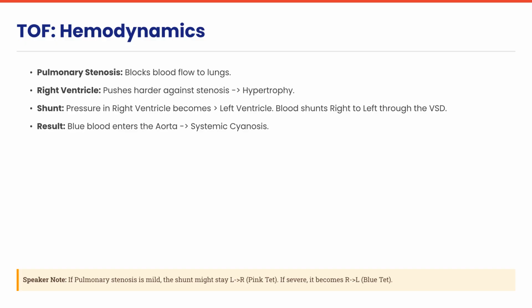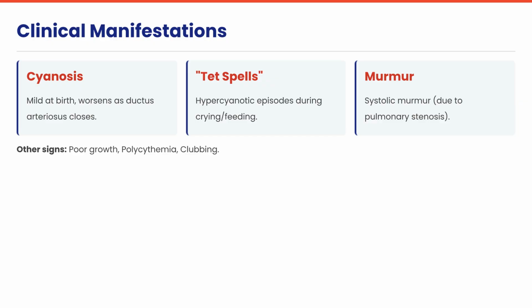In TOF, severe pulmonary stenosis raises right ventricular pressure, causing a right-to-left shunt through the VSD. This sends blue blood to the aorta, resulting in systemic cyanosis. Clinical manifestations include cyanosis that worsens as the ductus arteriosus closes. Patients also experience TET spells and a systolic murmur due to pulmonary stenosis.